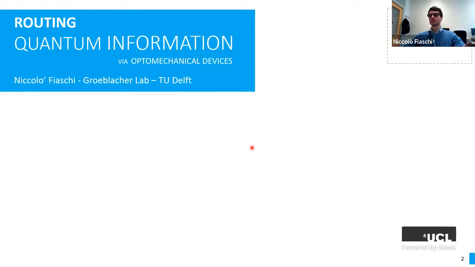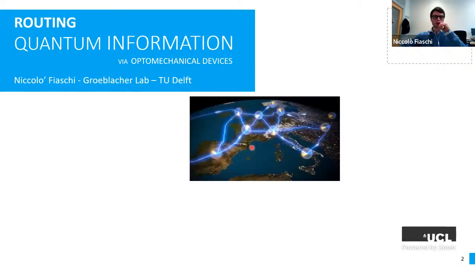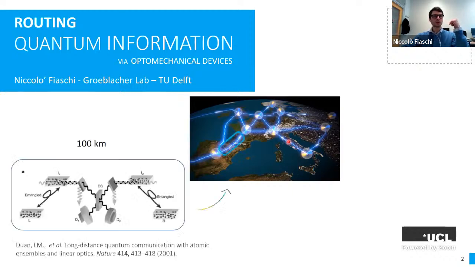So thanks so much, everyone, for joining. As Rashid said, I'm Niccolo Fiaschi from the Groeblacher Lab in TU Delft. And today I will talk to you about routing quantum information via optomechanical devices. The idea of this part of the Groeblacher Lab is to work towards the quantum internet, or a quantum network in general. So there's the need for two types of communication, of state transfer, in this quantum network.